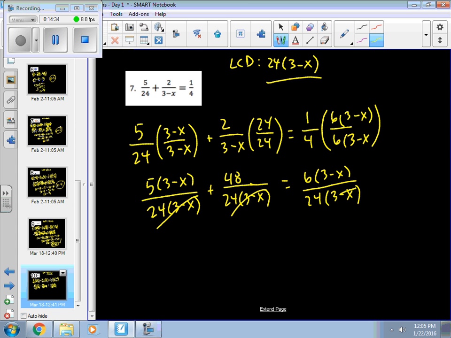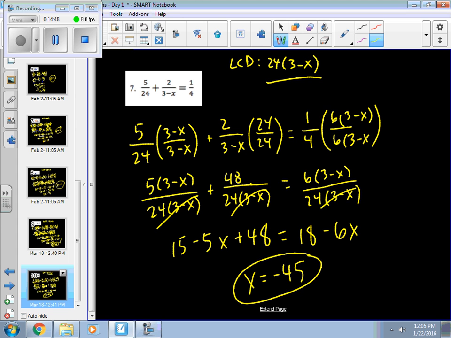Now you can multiply all these out. Finally distribute, you get 15 minus 5x plus 48 equals, this one comes out to be 18 minus 6x, and if you keep solving correctly, you should get negative 45 is the answer. All right, try some of those out on the practice.